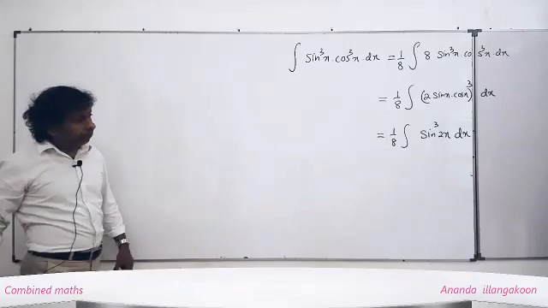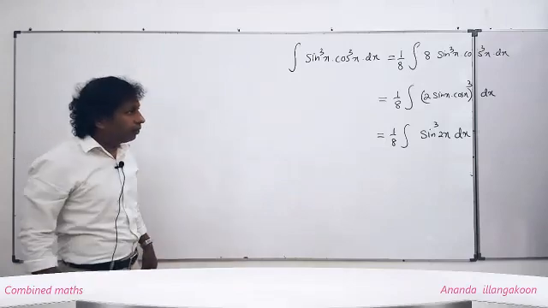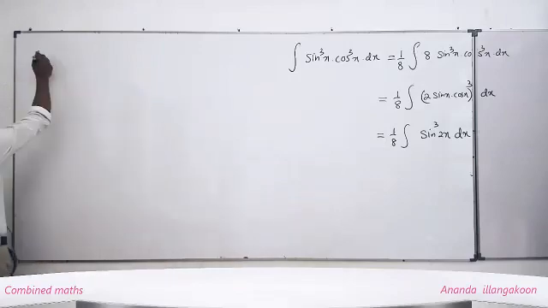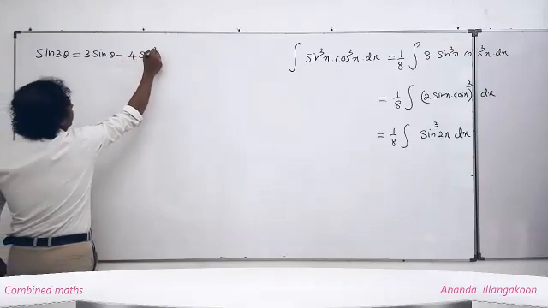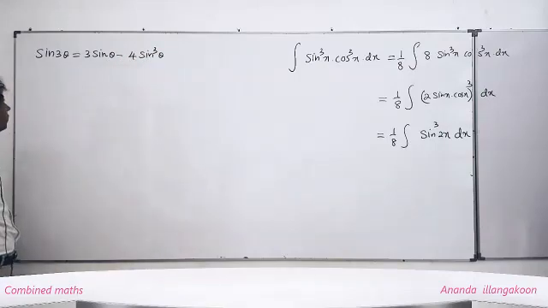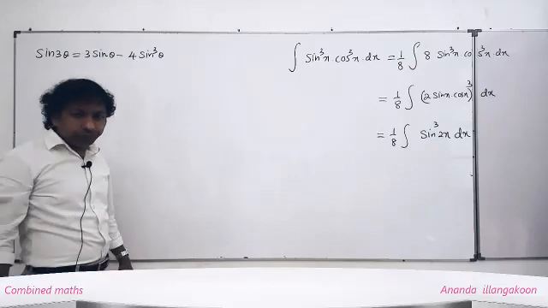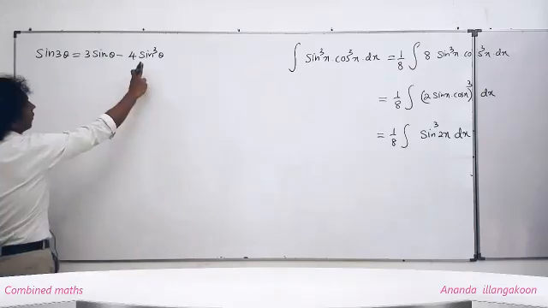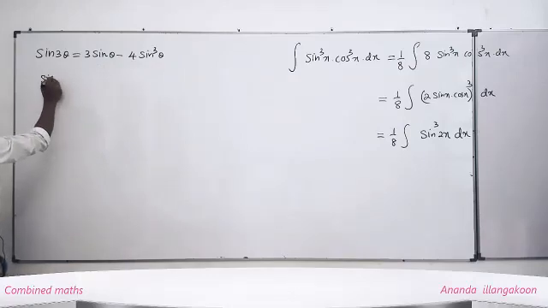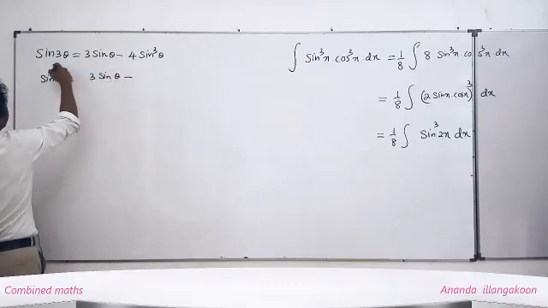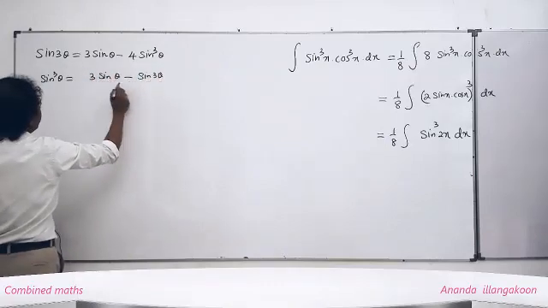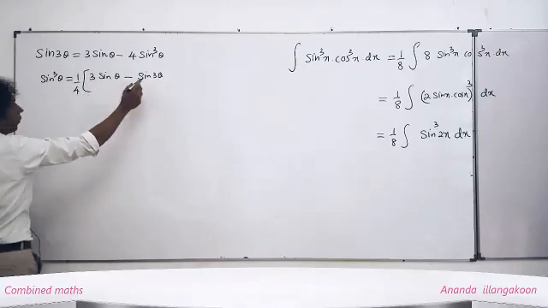Now how to integrate this? To integrate that, you can use this formula. We know the sine 3 theta formula: sine 3 theta is 3 sine theta minus 4 sine cube theta. This is a trigonometric formula. You can make sine cube theta the subject, and once you do, we get sine cube theta equals 3 sine theta minus sine 3 theta, divided by 4.